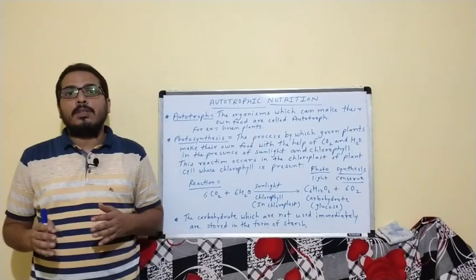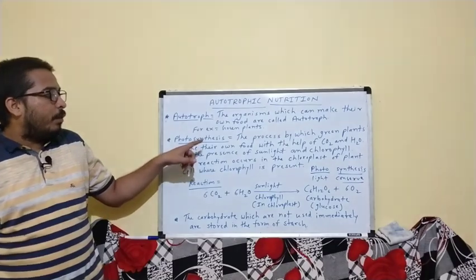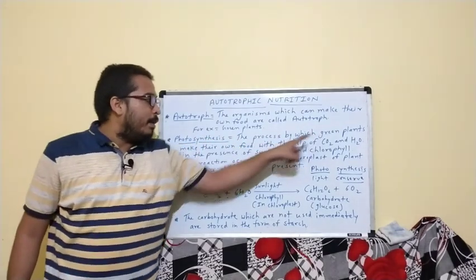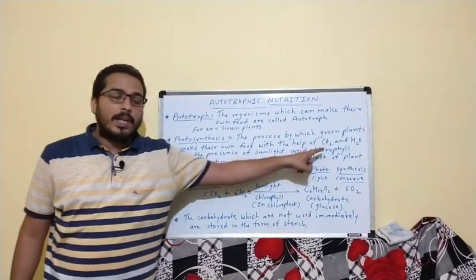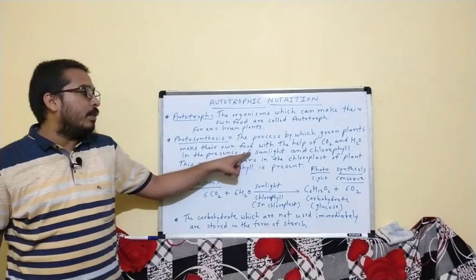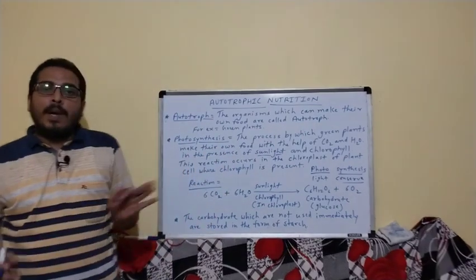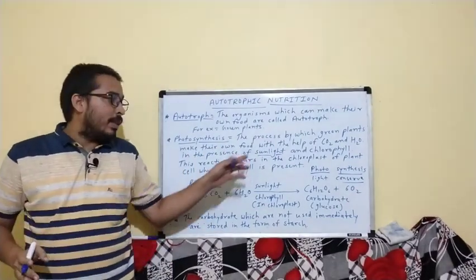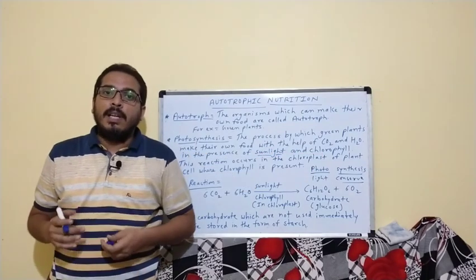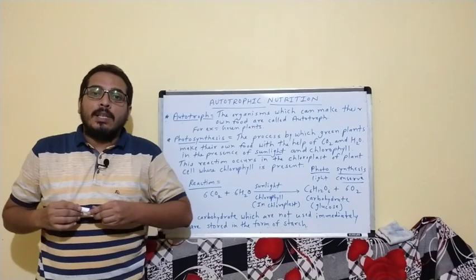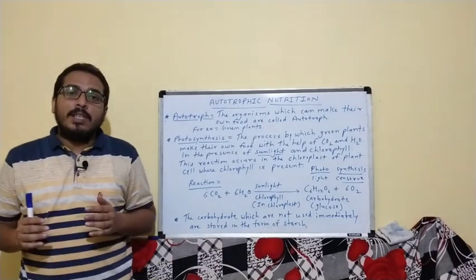So this particular process is called what? Photosynthesis. The definition of photosynthesis: the process by which green plants make their own food with the help of carbon dioxide and water in the presence of sunlight and chlorophyll. See here, sunlight. Plants make their own food in the presence of sunlight and chlorophyll. Chlorophyll is a green pigment by which the leaves of the plant appear green.